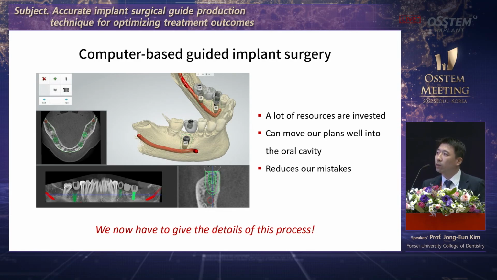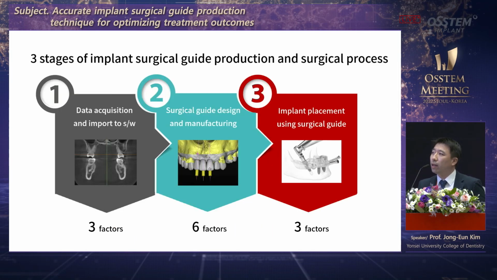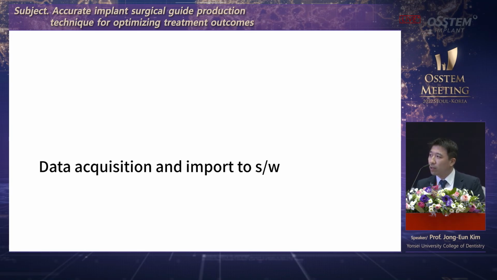Because we increasingly use this, we have a basic idea of how to do it. I think we need to focus on the details. That's why I came to come up with this lecture. I'm going to talk about my lecture in three different categories. First is how to get the data acquisition from the patient. The second is to get design and manufacture. Third is to place implant with reduced deviation using the guides.